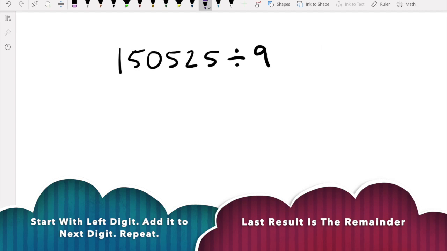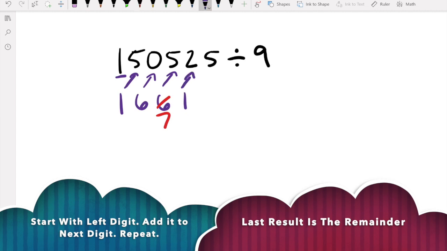Okay, let's try a bigger number. 150,525 divided by 9. So you drop the 1 there. It's going to start with the 1, my answer. Then I add 5, that is 6. 6 plus 0 is 6. 6 plus 5 is 11. So I'm going to put 1 here, and I'm going to carry that 1, and this becomes a 7. And then I had 11, keep track of that.